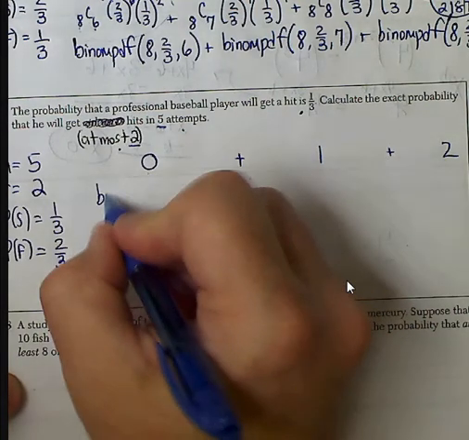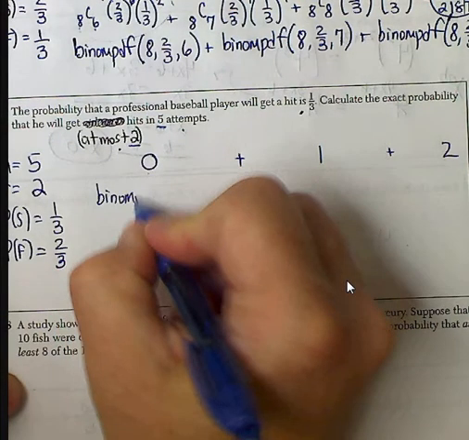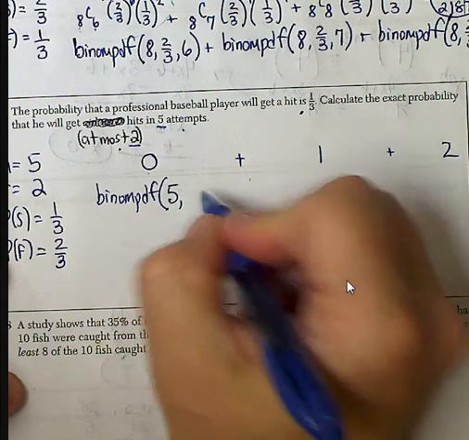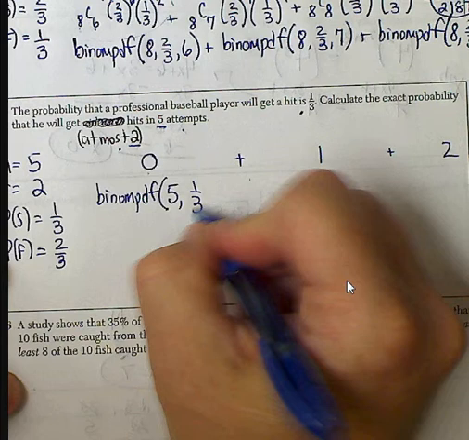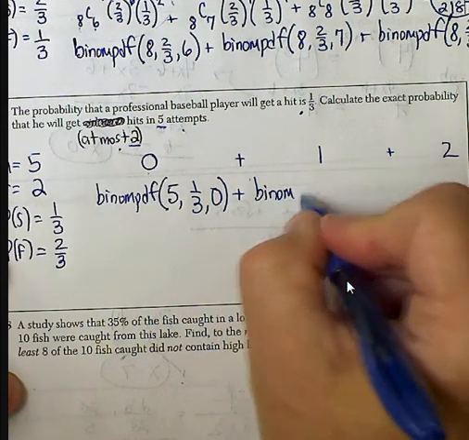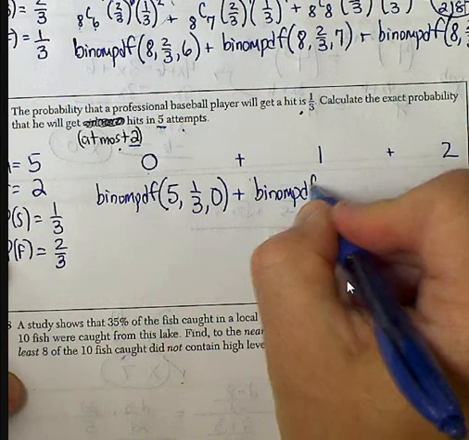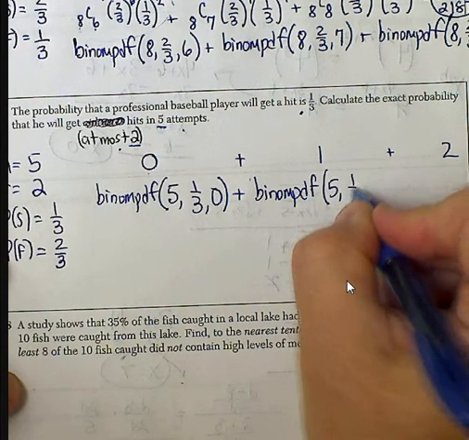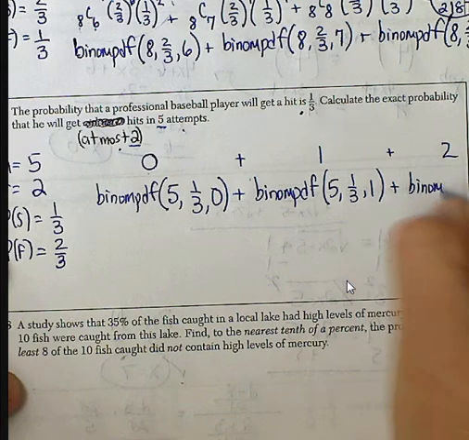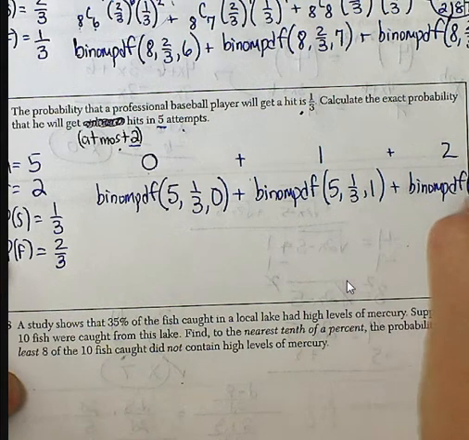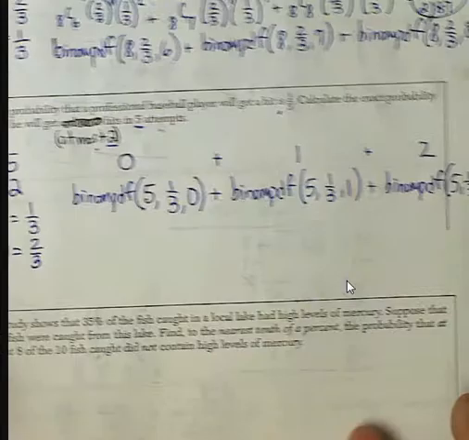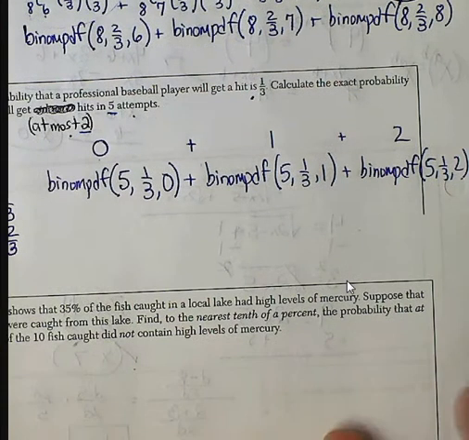Binomial PDF. I'm going to be at bat 5 times. The probability of success is 1/3. I want 0. Plus binomial PDF, 5, comma 1/3, comma 1, plus binomial PDF, 5, comma 1/3, comma 2. So that's everything. See it there. Now with the calculator.